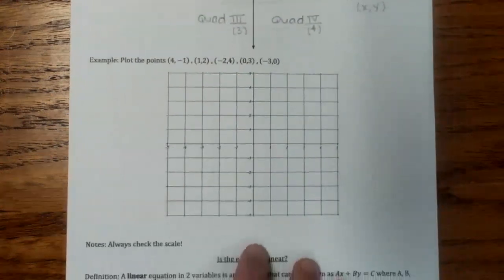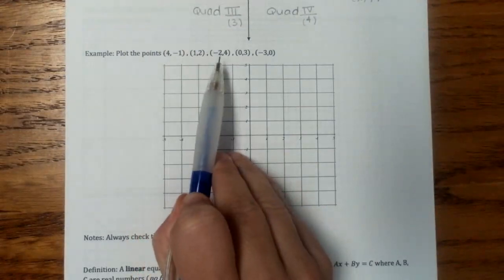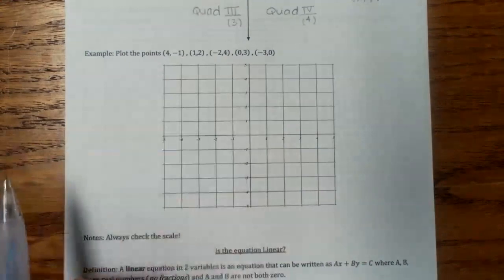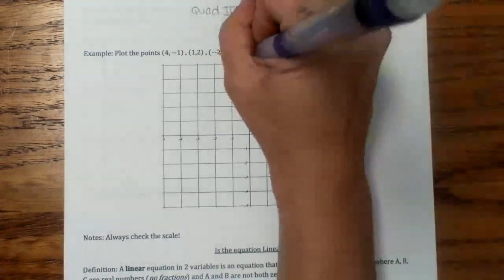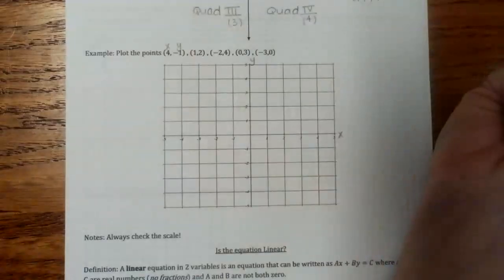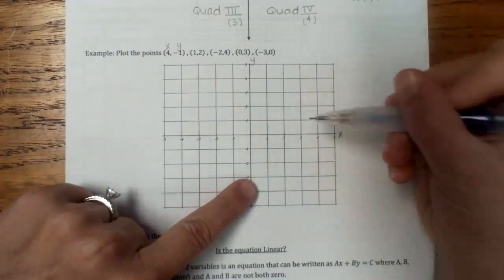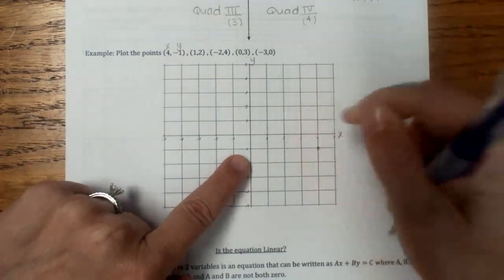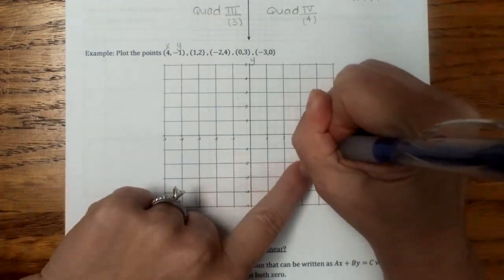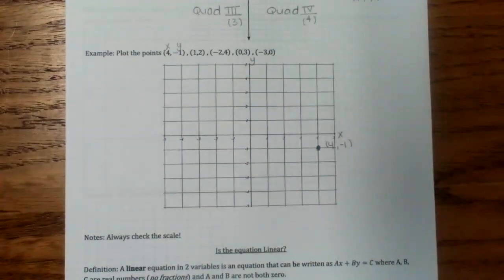So now let's actually go and graph one. So let's plot some points. So we're going to plot (4, -1), (1, 2), (-2, 4), (0, 3), and (-3, 0). So left and right would be our x-axis. Up and down is going to be our y-axis. So this first ordered pair, (4, -1), is going to go as x of 4 and y of -1. So on our x-axis, we're going to go over to positive 4. So right here. On our y-axis, we're going to go down to -1. So where these two values meet will give us this point. So over positive 4, down -1. So (4, -1), that point.